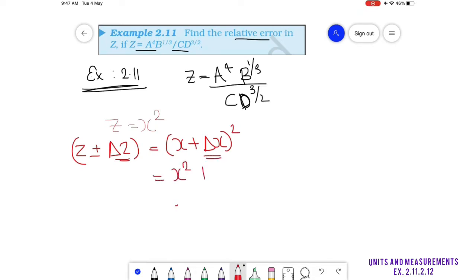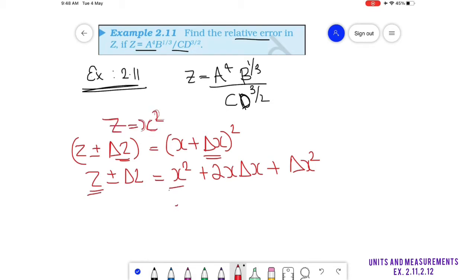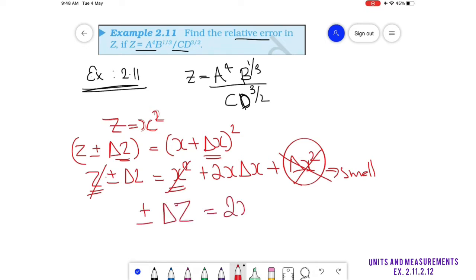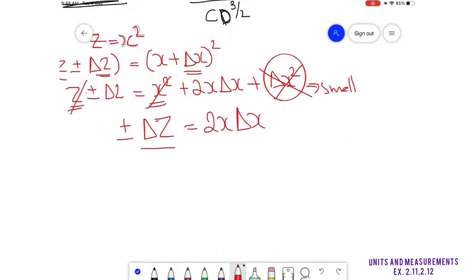Now, you know A plus B the whole square. What is A plus B the whole square? A square plus 2AB plus B square, right? So over here, Z is equal to X square on both sides, so we can cancel out those same terms. And over here, delta X square is a very small value. The error is very tiny, so when you square it, it becomes even smaller. 0.1 square is a very small value, so we can ignore that. So let us write down the remaining equation.